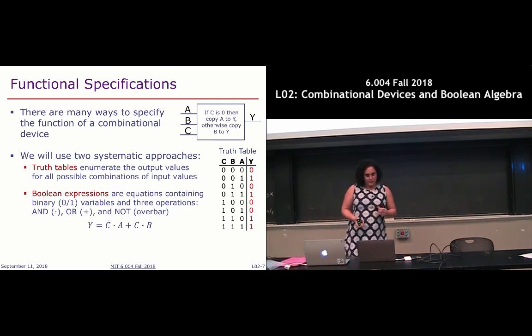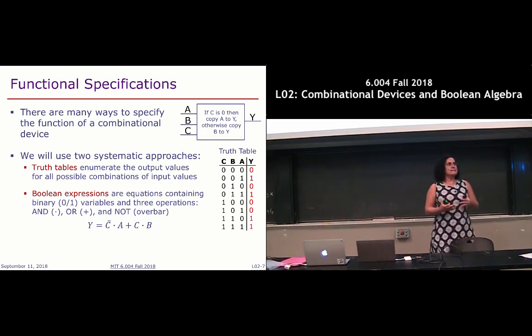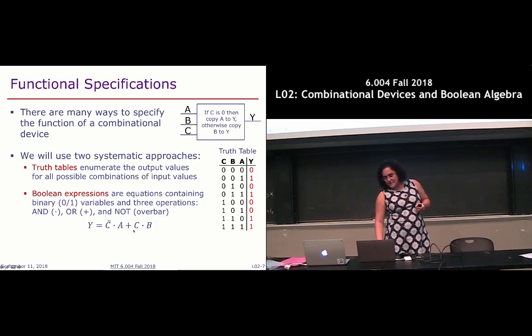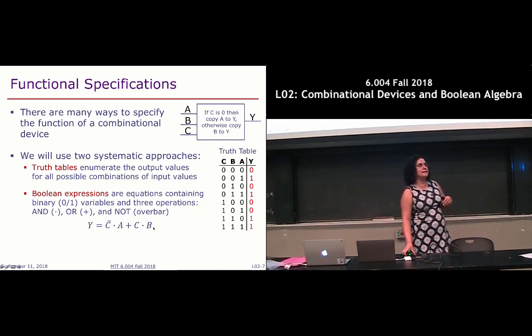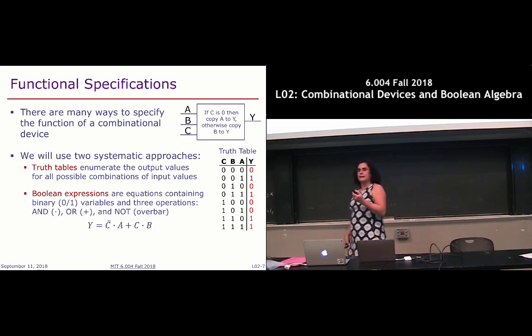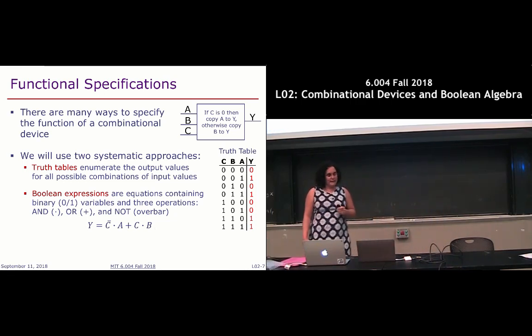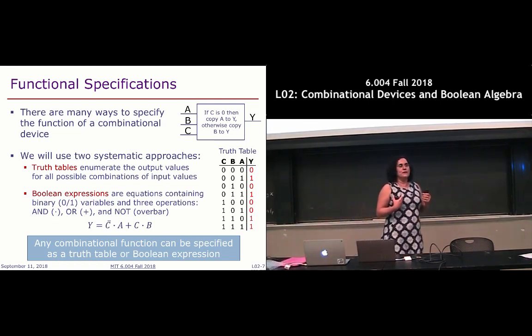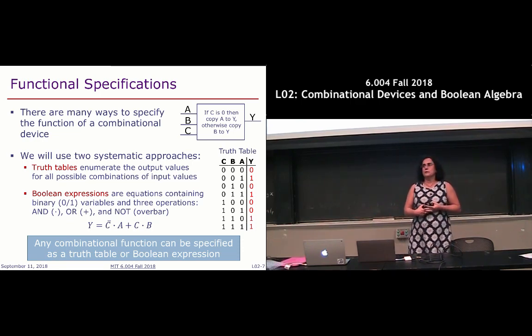Okay, and so in this particular example, the way that I would specify what it is that this function does is using this Boolean expression. And so what is this telling me? This is telling me if C is not true, then I'm going to pass along A, which is this first term. And then if C is true, I'm going to pass along B. Okay, and we're going to get into many more examples of this as we continue in today's lecture. All right? And so the key here is that for any combinational function, we can use either truth tables or these Boolean expressions to specify exactly what the circuit needs to do.